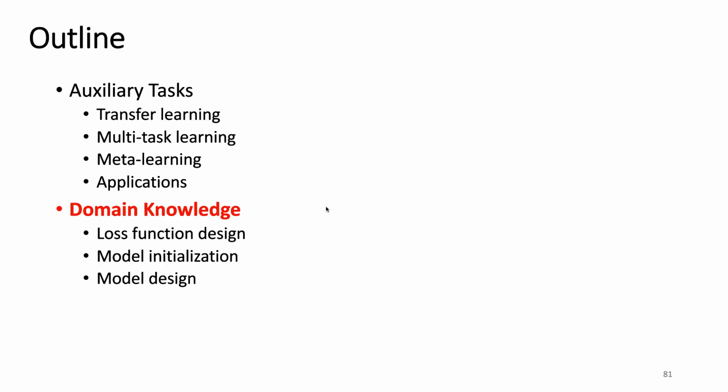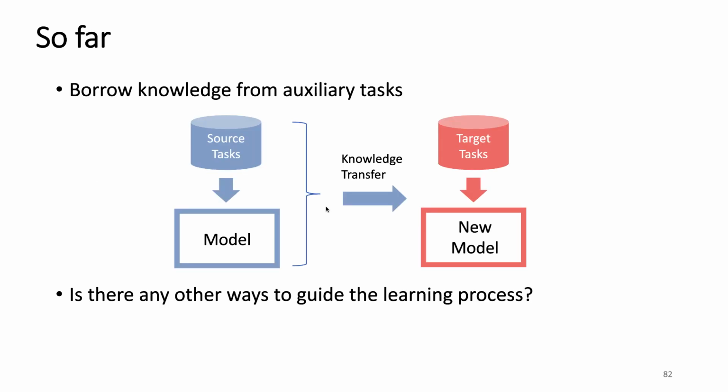Thank you very much. Hello everyone, welcome to the second half of our tutorial. I'm Guanjie Zheng from Shanghai Jiao Tong University. Now we are going to talk about how to utilize domain knowledge to deal with the problem of learning with small data. So far, we have covered how to use knowledge transfer from auxiliary tasks to overcome this small data issue. Is there any other way to guide this learning process?